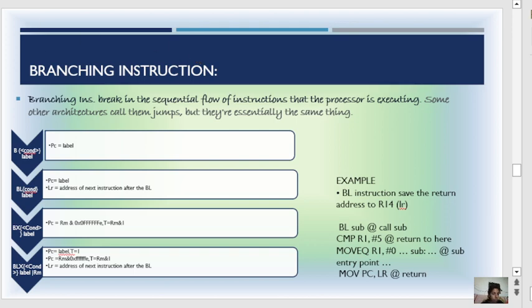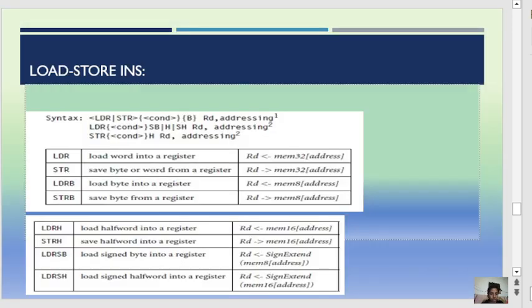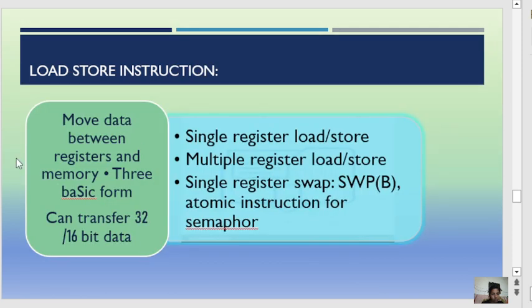Next, coming to the load and store instructions. Load and store instructions transfer data between memory and processor registers. There are three types: single register transfer, then multiple register transfer, and the third is single register swap, an atomic instruction for the semaphore.